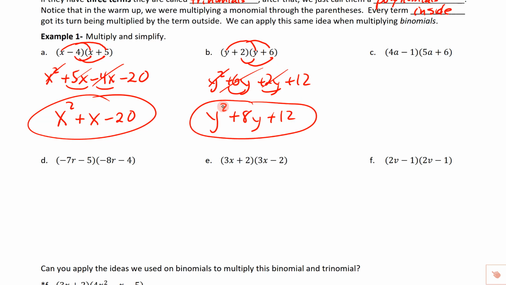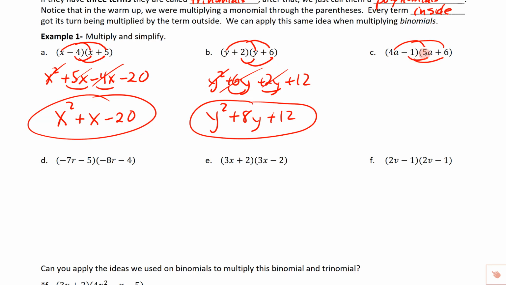That really is it. All you need to do is be careful that you get every term in the first one multiplied by every term in the second one, and then just make sure that you've simplified correctly. Make sure you don't make any sign errors or things like that. So I'm going to go ahead and draw these lines because I find those to be really helpful.